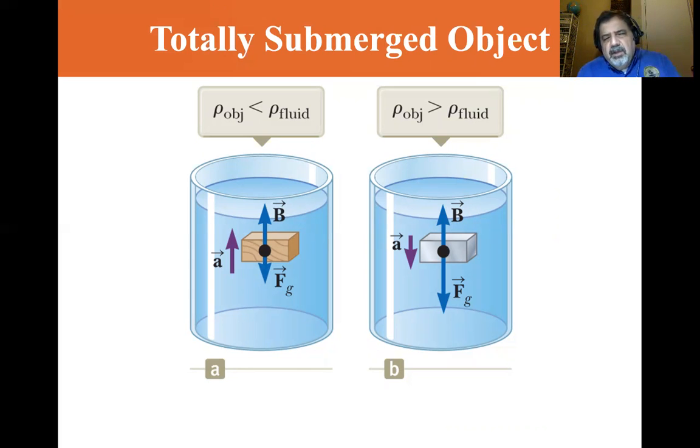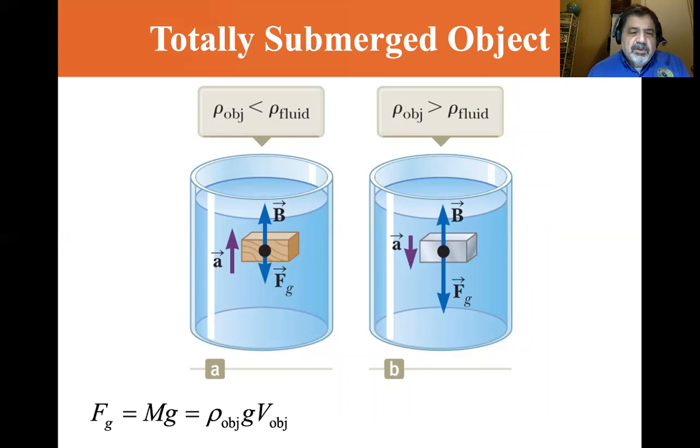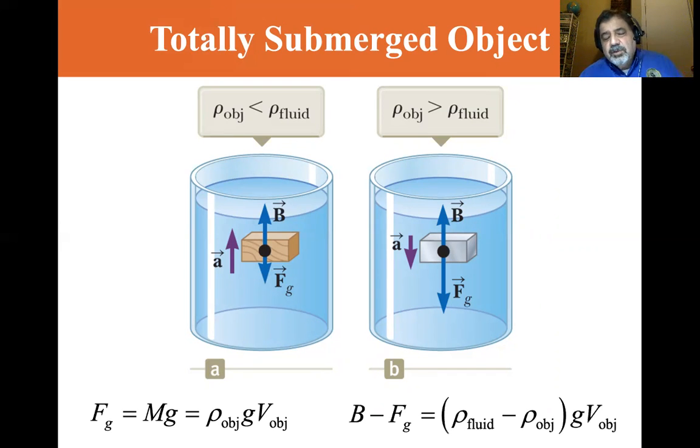There's a certain part of the ice, even when you talk about an iceberg, that is, I forget what it is, 10% of it or so is above the water. The rest of it is below the water. So the force of gravity is equal to mg, which is equal to the density of the object times g times the volume of the object. So the buoyant force minus the gravitational force is equal to the density of the fluid minus the density of the object, times g times the volume of the object.